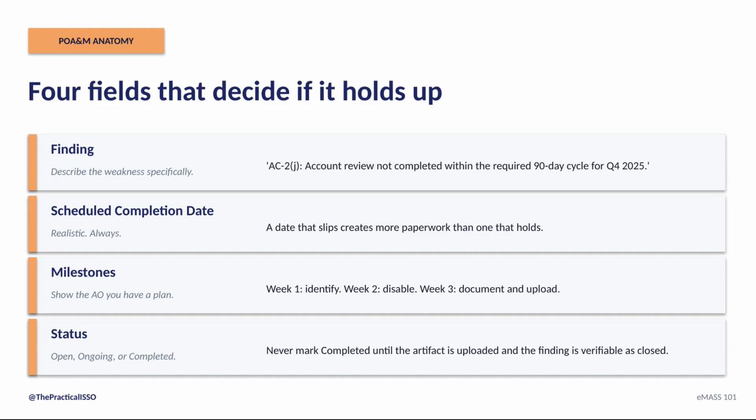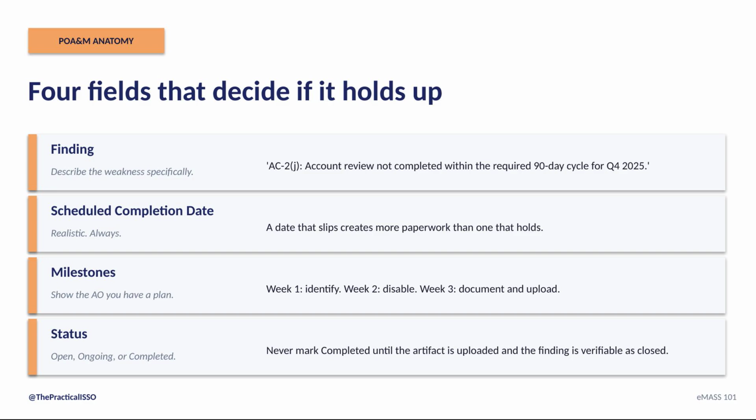Finding. Describes the weakness. Write it specifically. AC-2: Account review not completed within the required 90-day cycle for Q4 2025 is a finding. Account issue is not. Scheduled completion date. When will you fix it? Be realistic. An unrealistic date that slips creates more paperwork than a realistic one that holds.